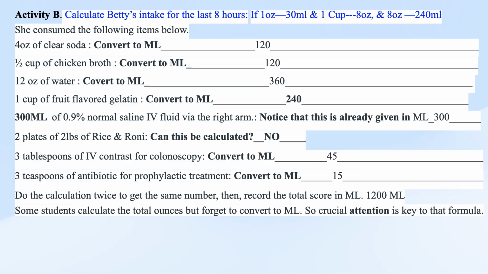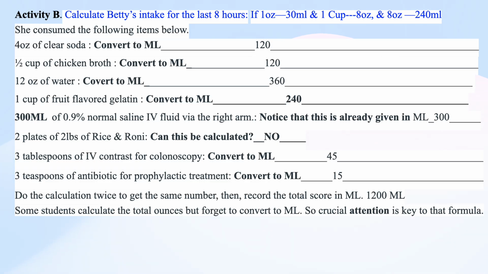Now she also was given 300 ml of normal saline. So now the 300 ml here is already given to us, and so we just plug it in. All right, it's given. Just take it and bring it to the other end of the record. Now, she also consumed 2 plates of 2 pounds of rice and roni. Now, can this be calculated? It's all solid. Can we change it into ml? No, this is pounds. So we are not going to factor that into her intake record.